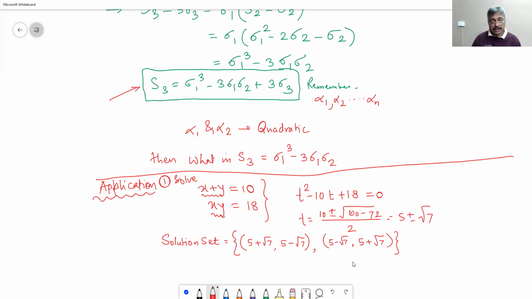Yes, sir, how did you get t equals 10 plus minus root of 200 minus 72 by 2? Because I am solving a quadratic equation. This is a quadratic equation, ax square plus bx plus c is equal to 0. Therefore, x is equal to minus b plus minus under root b square minus 4ac upon 2a. Yes or no? Yes, sir.